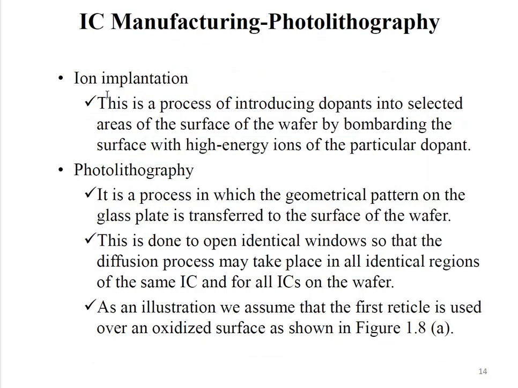Before photolithography, we have ion implantation. This is a process of introducing the dopants into selected areas of the surface of the wafer. We are bombarding the surface with high energy ions of the particular dopant, followed by photolithography, where a geometrical pattern on the glass plate is transferred to the surface of the wafer.